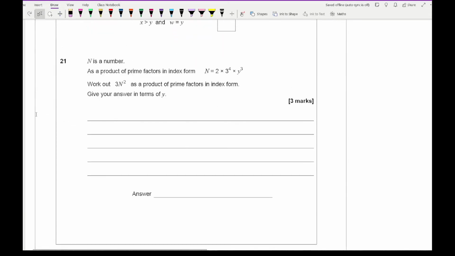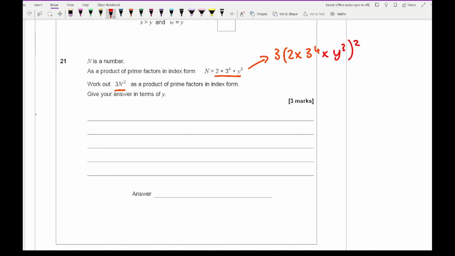Then with question 21, it says n is a number as a product of its prime factors in index form. N equals 2 times 3 to the power 4 times y cubed. Work out 3n squared as a product of primes in index form. Give your answer in terms of y. So for this, what we need to do is substitute this expression into this. So we've got 3 lots of n, which is 2 times 3 to the power of 4 multiplied by y cubed, and that's all squared.